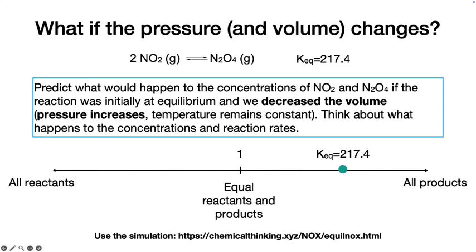Yeah. Right? Predict what would happen to the concentrations of NO2 and N2O4 if the reaction was initially at equilibrium and we decreased the volume. Okay? Think about what happens to the concentrations and the reaction rates. This one's a little bit different because we're talking about now our reaction rates. What do we think? What do you think is going to happen?